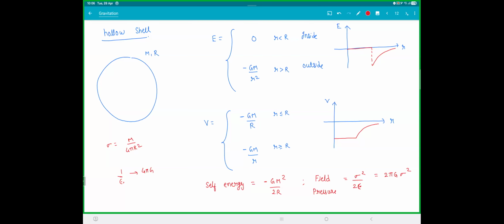All clear with this? Because of the gravitational force, the whole shell is under compression. This generates the pressure on the surface. Any doubts on this page?